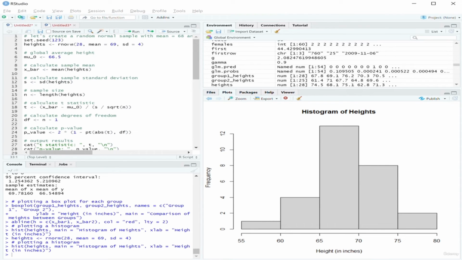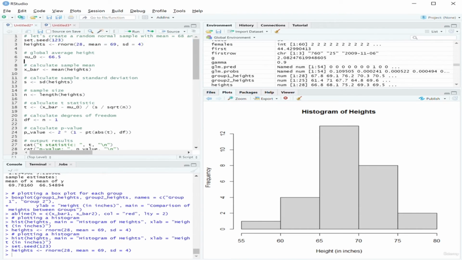So what I've done here is I set my seed, and when you set a seed, you're essentially setting a seed for the random number generator. And what that means is that it allows you to reproduce other people's research because you're starting from the same seed when you generate any random numbers. And so what I'm doing is I'm simulating a sample of 28 people where the average height of that group is 69 and the standard deviation of those heights is 4. And so I'm going to run this, and that's going to give me the heights.